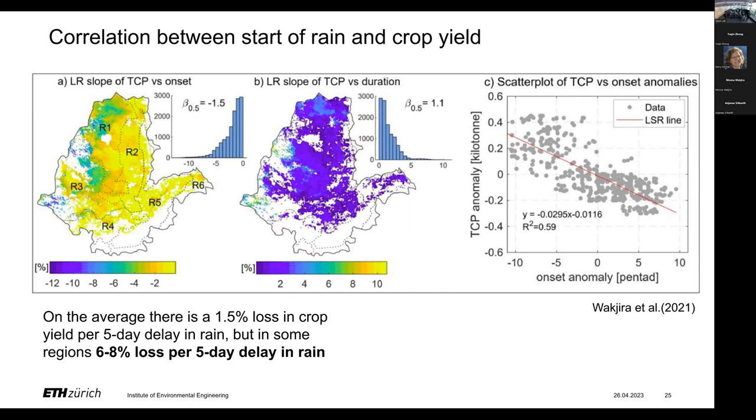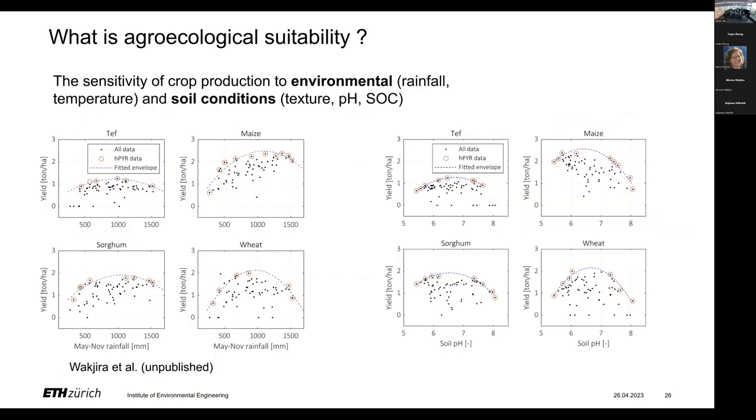And we can study this across the country, and on the average, it doesn't seem like a large loss, 1 to 2% on the average for every 5 days delay. But if you look at this in some regions, it can go up to 6 to 8%. So it becomes important. You can also look at this thing called agroecological suitability. So every type of crop here, we're looking at four cereals, teff, maize, wheat, sorghum, has an optimal space where it has the highest crop yields. And that's what these lines are meant to represent with regard to rainfall on the left, with regard to soil pH on the right. And you can derive these curves for any type of driving condition.